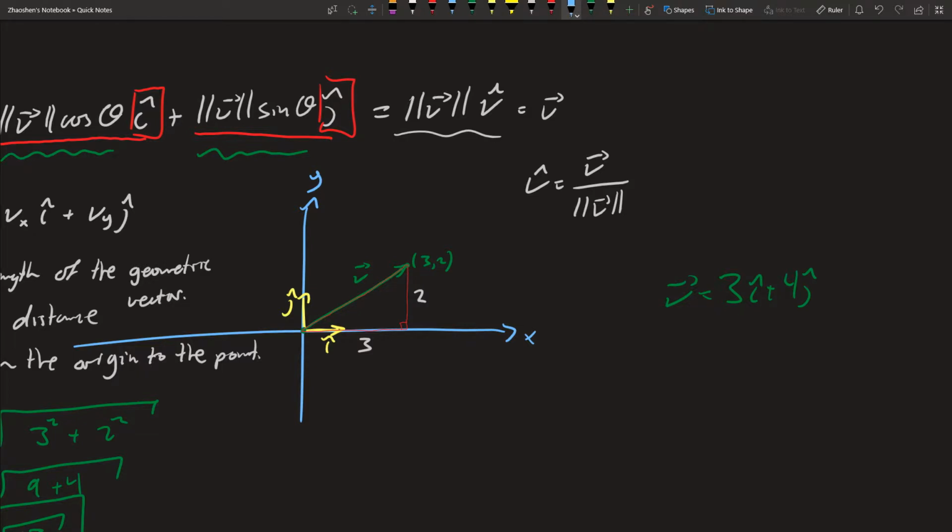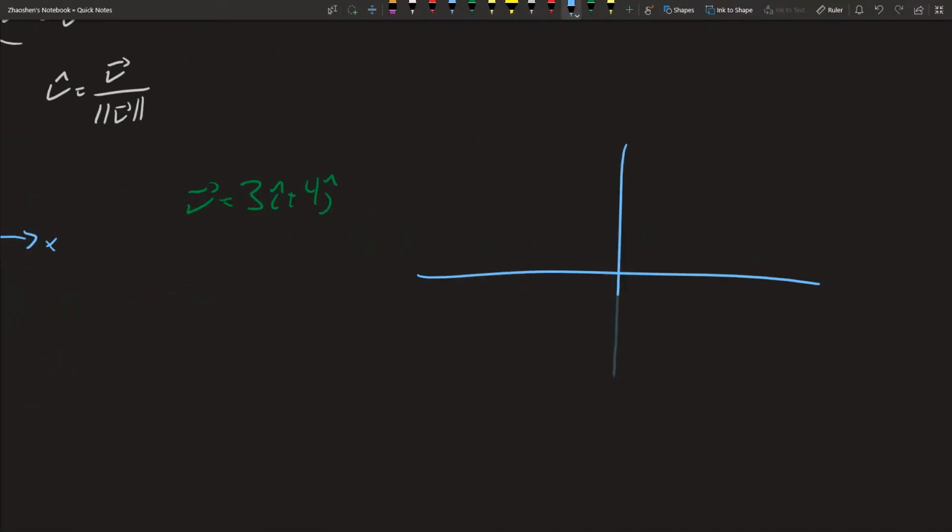v looks something like this. Let me draw it here. 3i plus 4j, this is x, this is y. 3i means that you want to scale i 3 times. So, for example, this is 1, 2, 3, and 1, 2, 3, 4. The point 3, 4 is here, meaning that this is your vector. This is the i unit vector, that's the j unit vector. You multiply i 3 times and j 4 times, and then you add those vectors up, you get the vector v, which is this one.